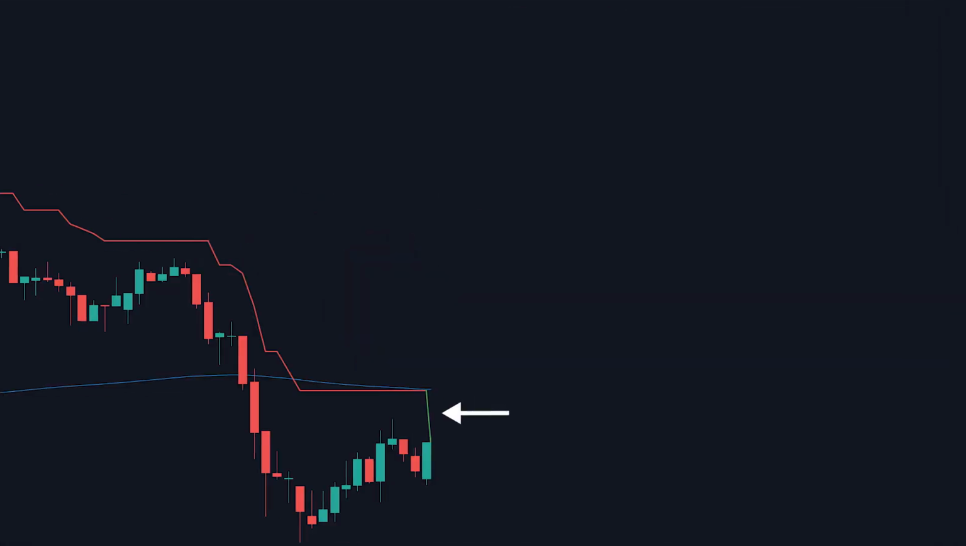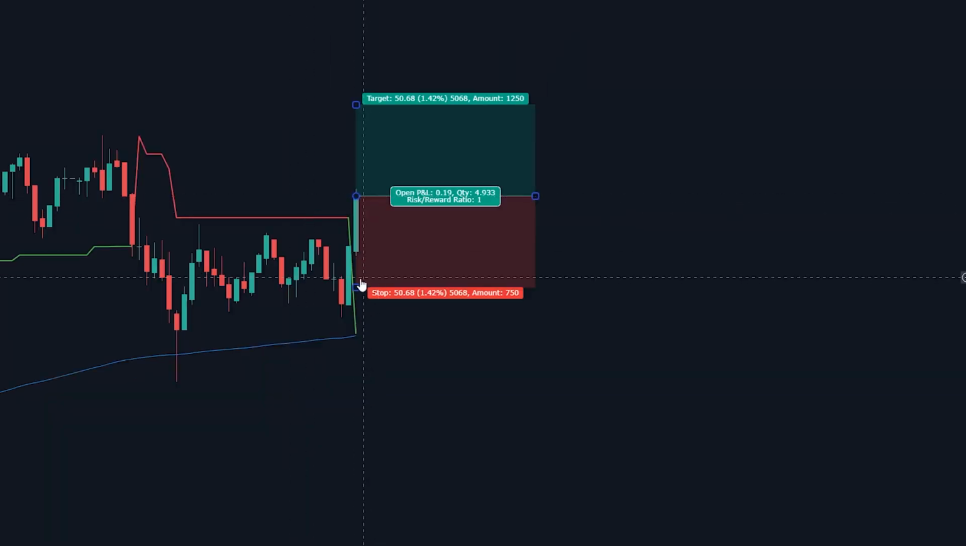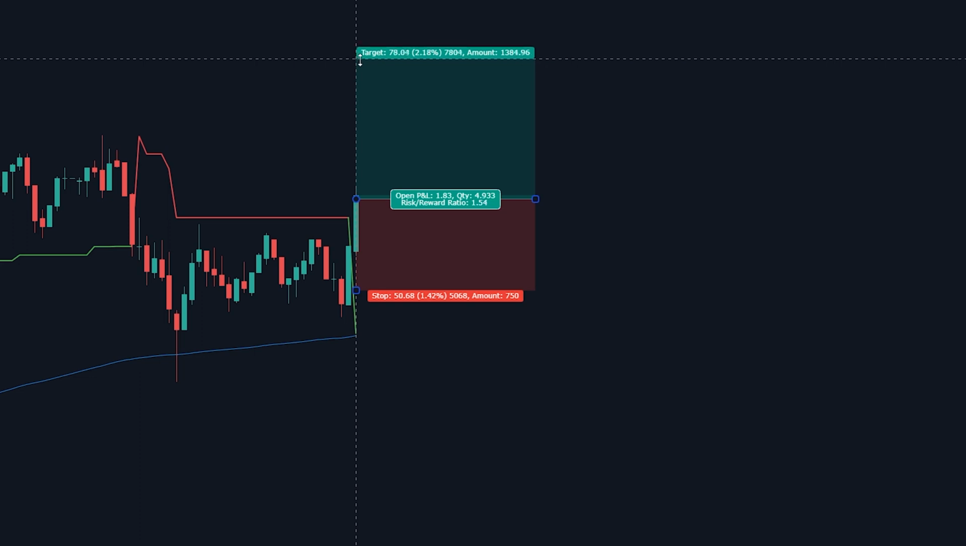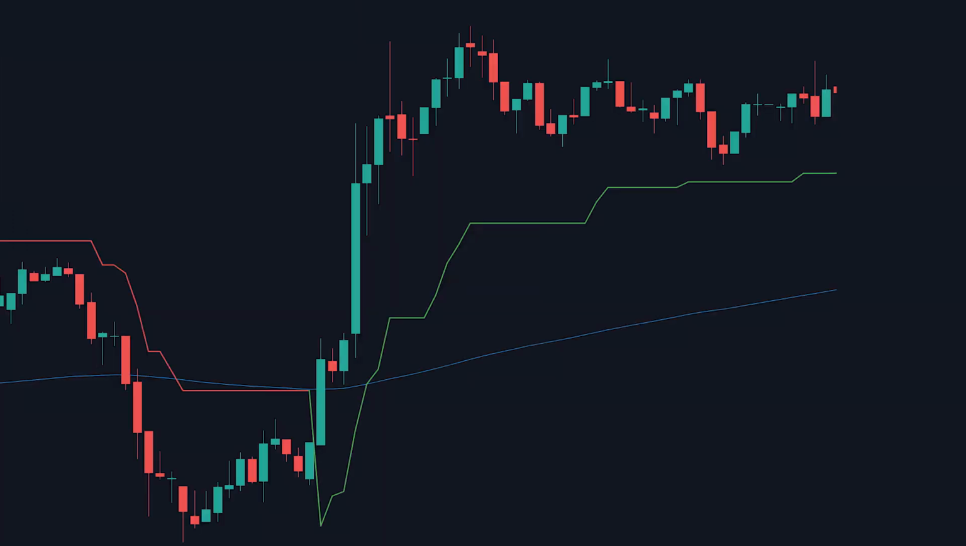So here you can see the super trend line is green, but the price is not above the 200-day moving average yet. So we wait. Once the price is over the 200-day and the line is still green, this is where we enter the trade. You can exit the trade by doing a 1.5 profit ratio or by selling simply when the super trend line turns red.